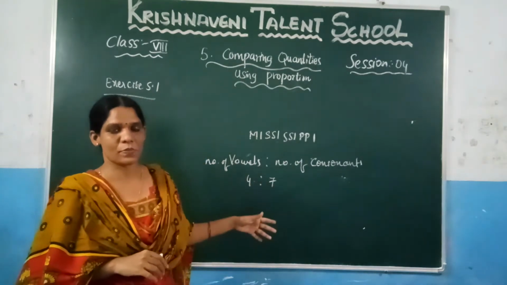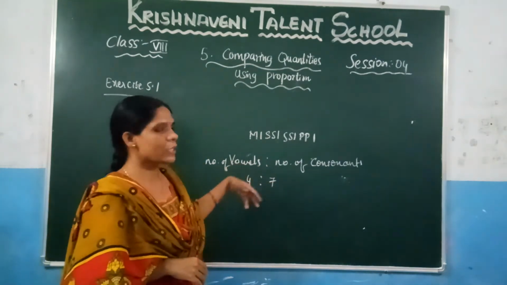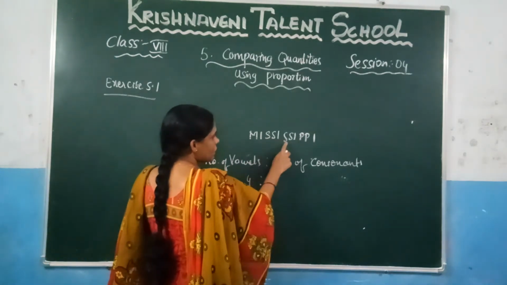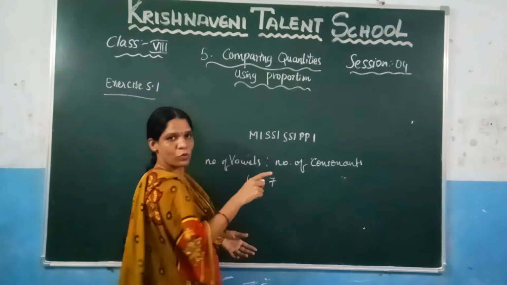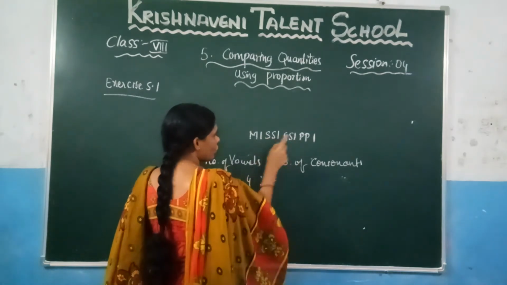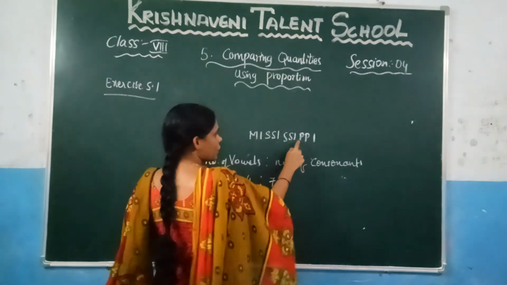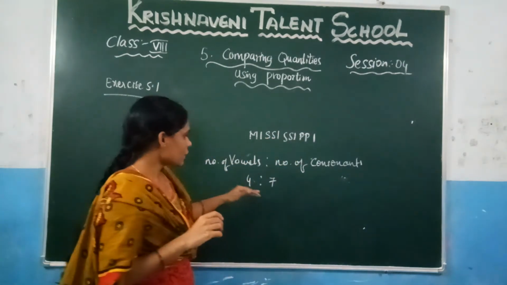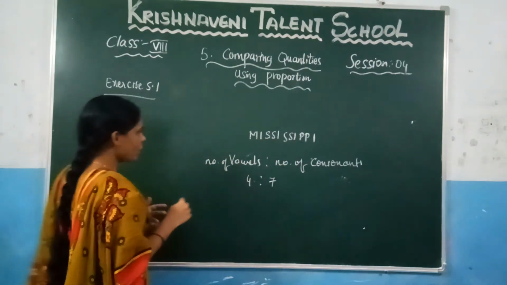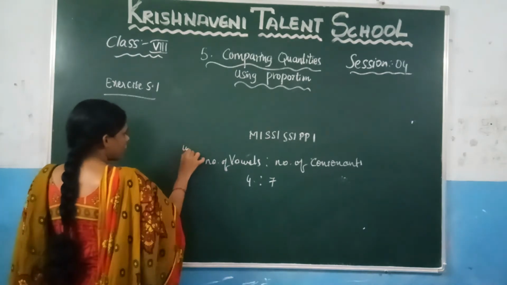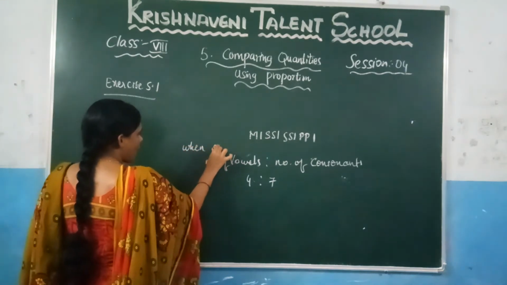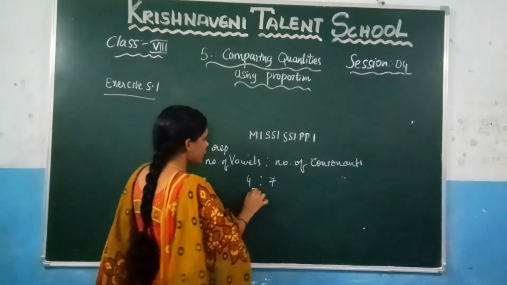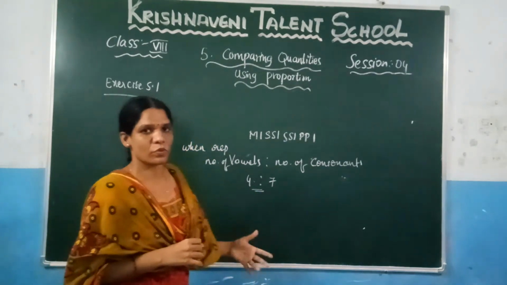That means you can observe that in this word many letters are frequently repeated. Here S is repeated 2 times and again S is repeated 4 times. You can observe here 1, 2, 3, 4. Similarly P is repeated 2 times, and similarly I is repeated 4 times. So this is the ratio when repetition is allowed, as you got it here, 4:7.